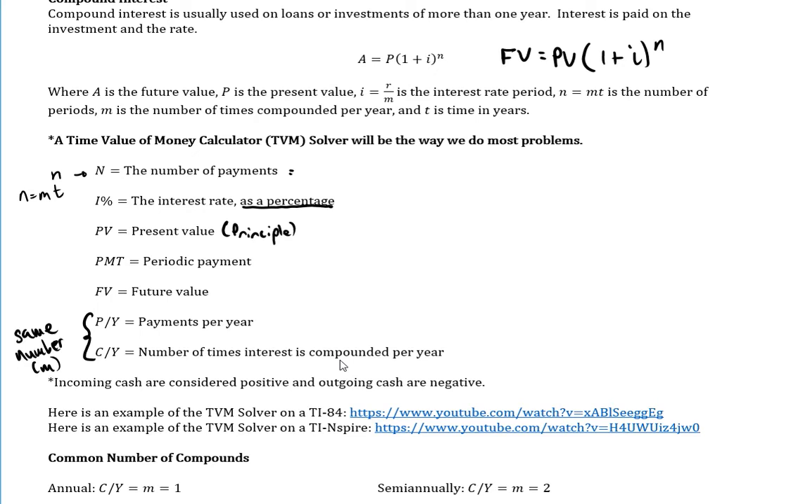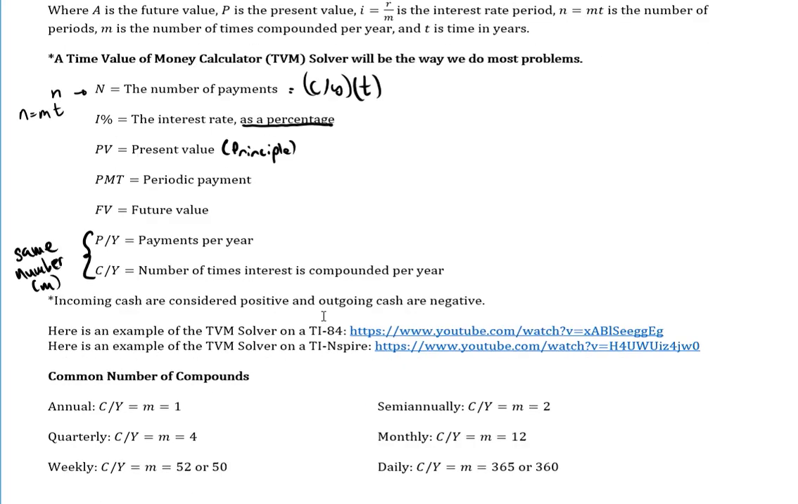Or you can even use it as, I usually prefer the c over y. It's the c over y times the time. So it's that number times that number. So if you have to make a payment every month for 5 years, it would be 12 times 5. So you would be making 60 payments over those 5 years. Okay, so that's that lingo. Let's put it to practice.